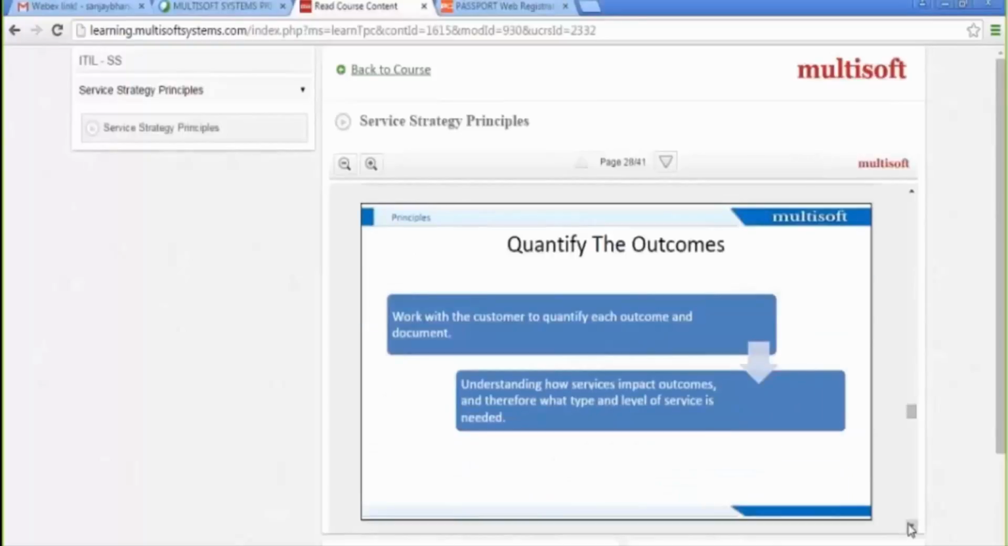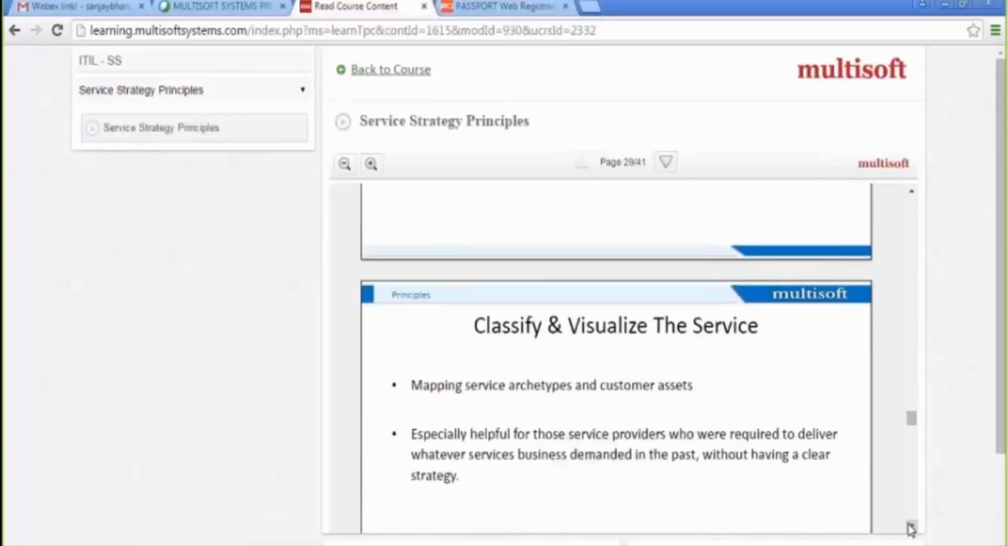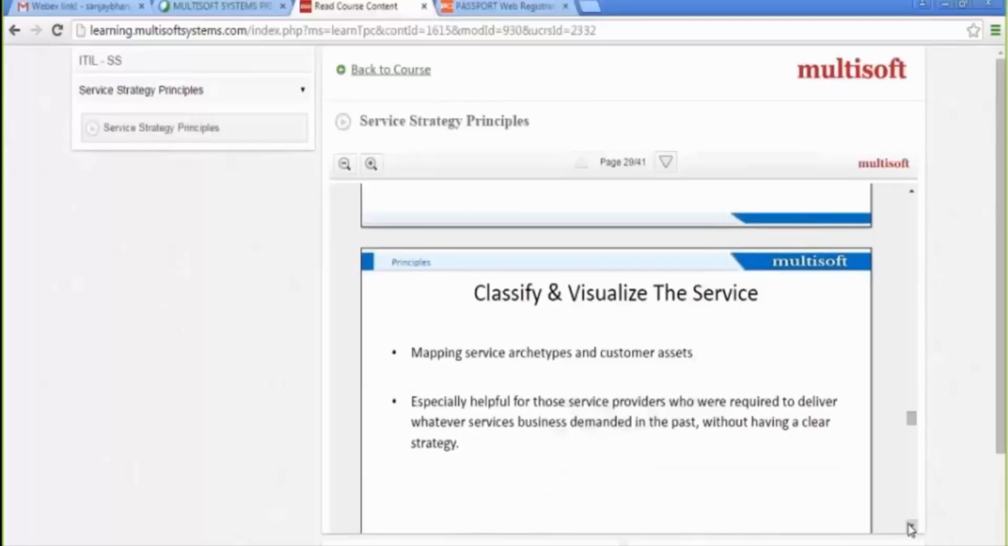Work with the customer to qualify each outcome and document, understanding how service impacts outcomes, and therefore what type and what level of service is needed. This is my qualify outcomes. This is the result I am qualifying, right? Then classify and visualize the service, mapping service archetypes and customer assets. This is especially helpful for those service providers who were required to deliver whatever service the business demanded in the past without having a clear strategy. The strategy should be clear: what I need, what I am delivering, whether expectations are being met or not. This should be clear.